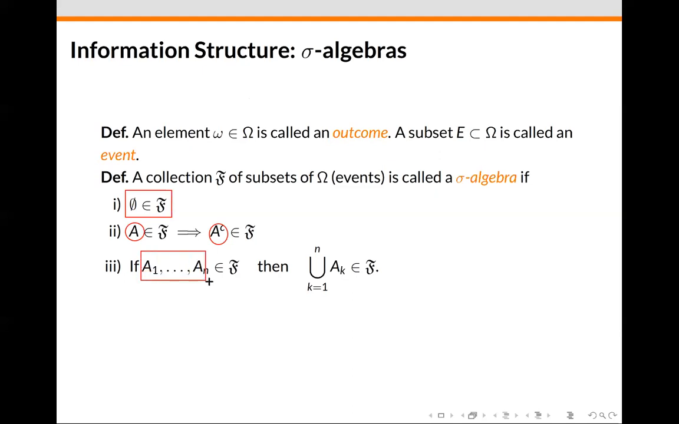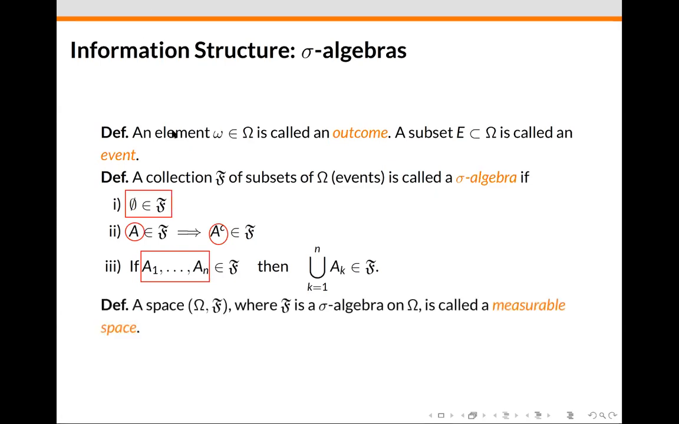When we have events, then we want to be able to talk about event 1 and event 2. And when we talk about that, that is the same as the union of the sets. So we require that the information structure, that a sigma algebra, contains the union of the events that it contains. And we call a space omega with a sigma algebra a measurable space. We're going to be talking about that in the sequel.